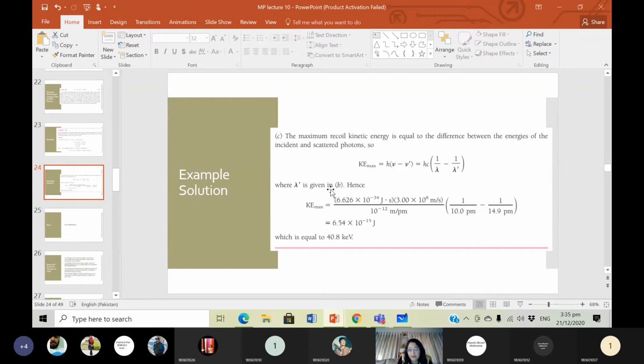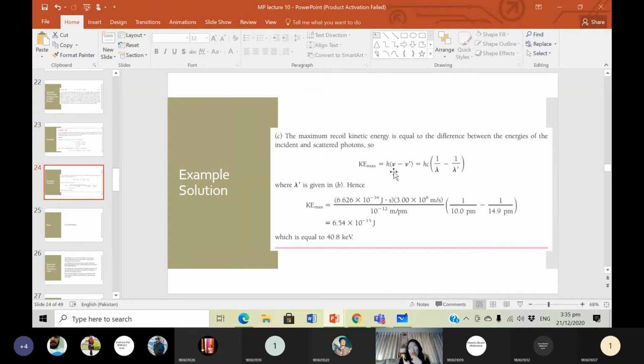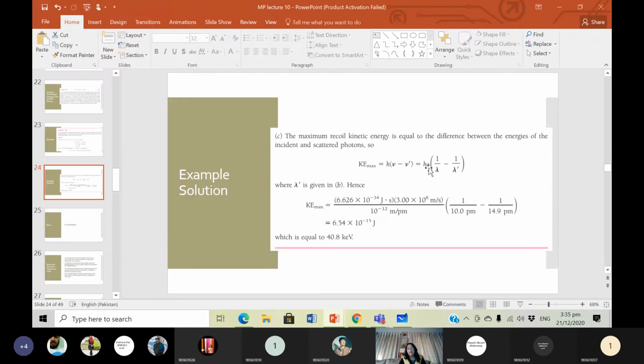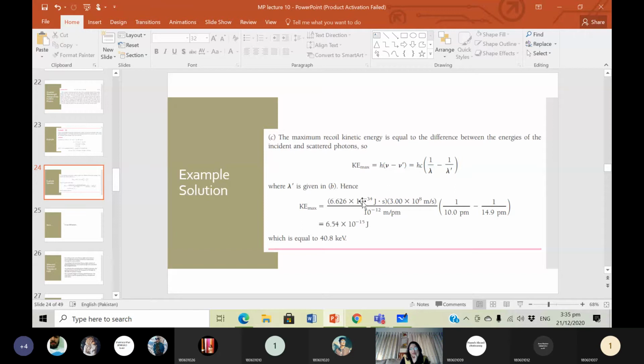So where lambda dash is given in part B, this lambda dash will be 14.9 and the initial one was 10. So we will get h(nu minus nu dash) equals hc times (1 over lambda minus 1 over lambda dash), because nu, as we said before, is equal to c over lambda. And c we have taken common. So we will get hc times (1 over lambda minus 1 over lambda dash). And so we will insert the values now.